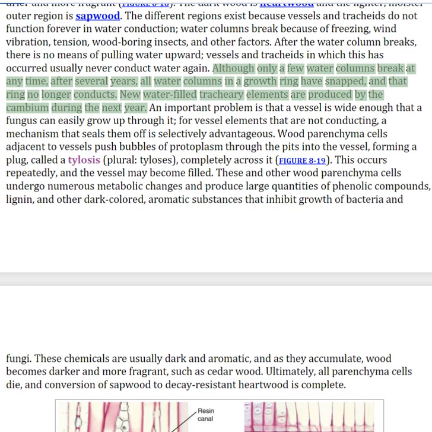Although only a few water columns break at any time, after several years, all water columns in a growth ring have snapped, and that ring no longer conducts. New water-filled tracheary elements are produced by the cambium during the next year.